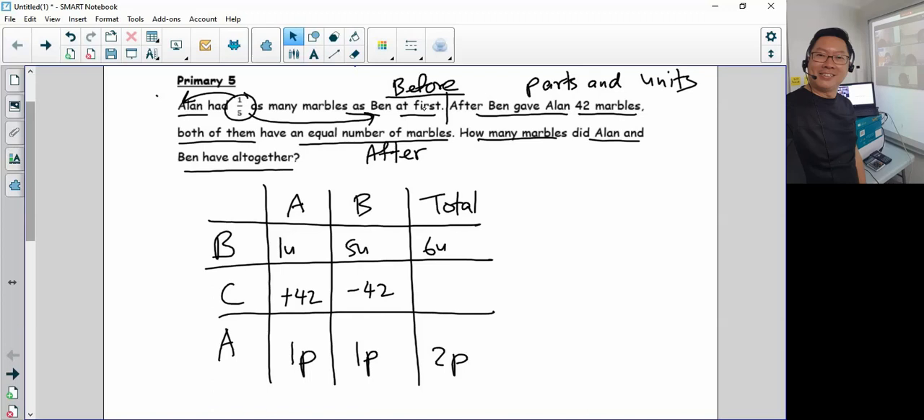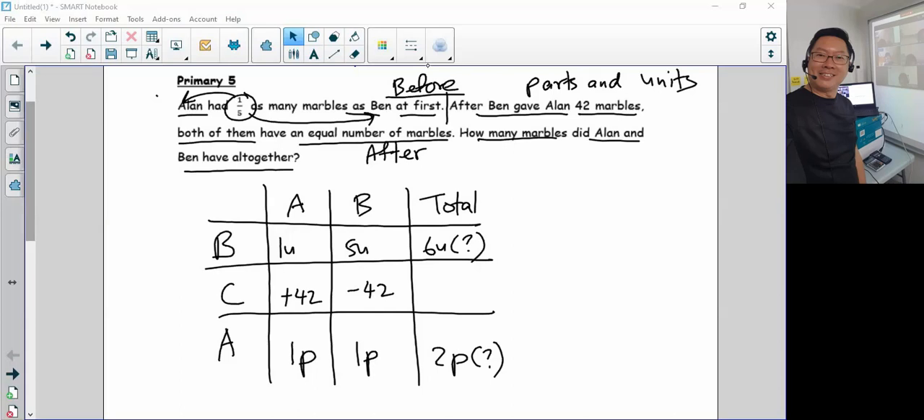Okay, how many marbles did Alan and Ben have altogether? So your table must have a question mark. So total, they have how many altogether? Question mark, right? And that's it. That's our table ready. Your table is done.